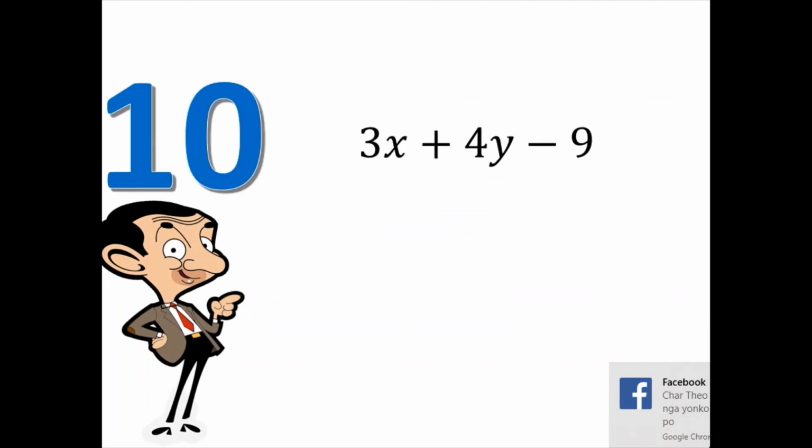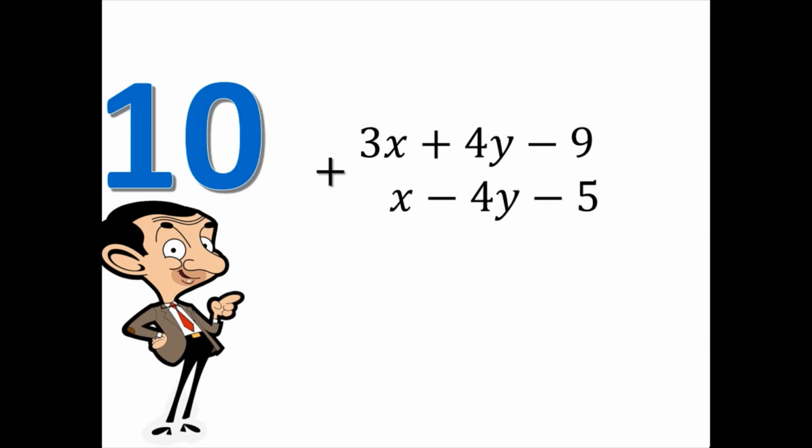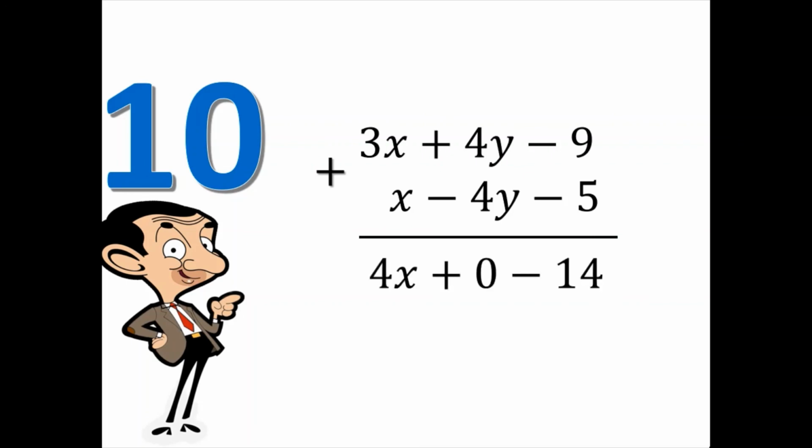And lastly, number 10, 3x plus 4y minus 9 plus x minus 4y minus 5. That's addition, so we just add. 3x plus x is 4x. 4y plus negative 4y is 0. Negative 9 plus negative 5 is negative 14. Or you can write it as 4x minus 14.